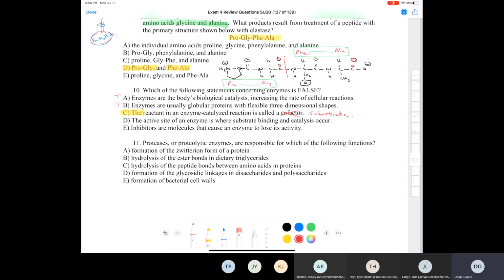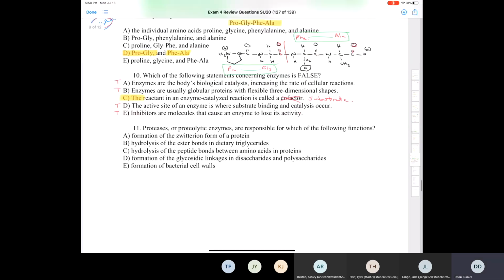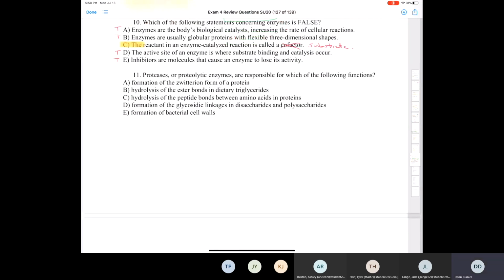Let's look at the other ones just for fun. D says the active site of an enzyme is where the substrate binding and catalysis occur. That is definitely true. And the last one, E says inhibitors are molecules that cause an enzyme to lose its activity. That's exactly true. Number 11. Proteases or proteolytic enzymes are responsible for which of the following functions? Who could help me out with this one? I think this one is pretty doable. Which one of these is the best description of what a protease is?